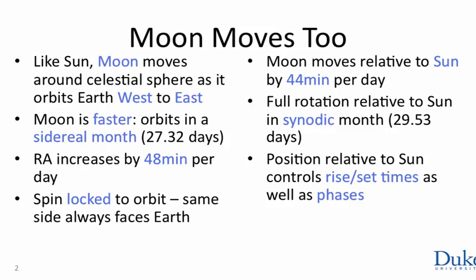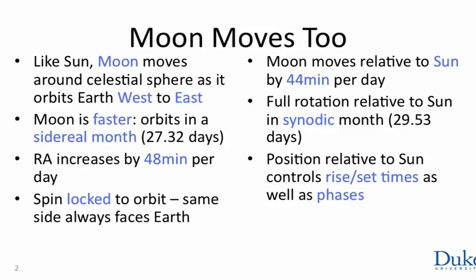Now, the position of the moon relative to the sun controls two things. One is when during the day it rises and sets. If the moon is at the same right ascension as the sun, then it rises at sunrise and sets at sunset because it's in the same direction in the sky as the sun is. Whereas if the moon, say, is 12 hours away from the sun, it's 180 degrees away in right ascension, the moon will rise at sunset and set at sunrise. So rising and setting times of the moon change throughout the synodic month. And in addition to this, of course, the moon's appearance in the sky changes.